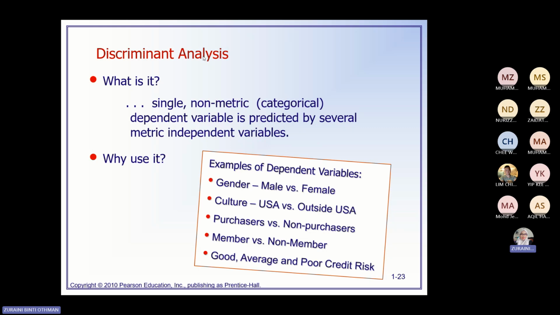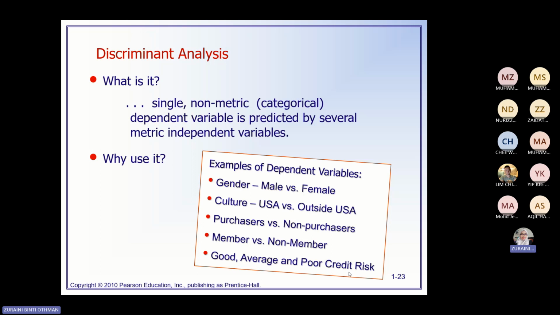And discriminant analysis. What is discriminant analysis? It is a single non-metric, which is categorical, dependent variable that is predicted by several metric independent variables. Why do we have to use discriminant analysis? For example, the dependent variable is gender, whether it is male or female, and culture, whether it is USA versus outside USA, purchaser versus non-purchaser, member and non-member, good, average and poor credit risk.